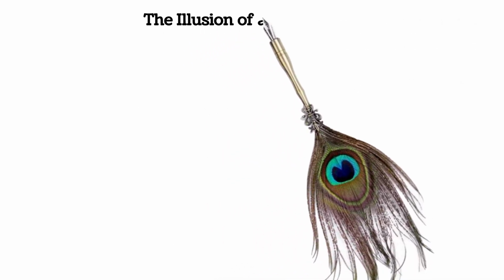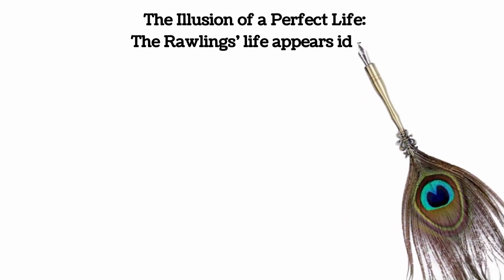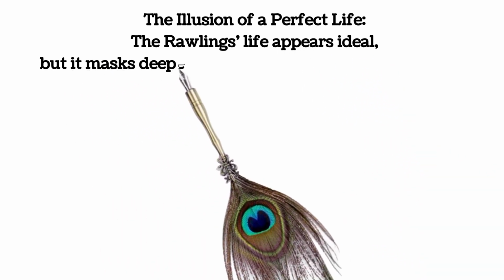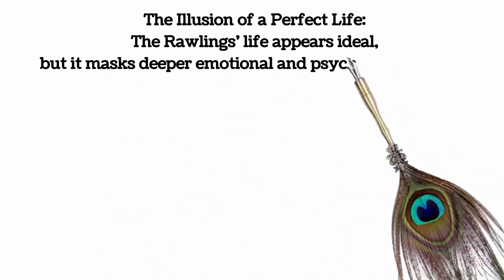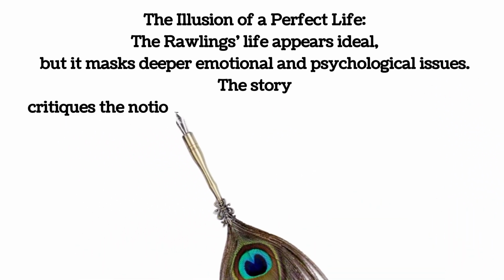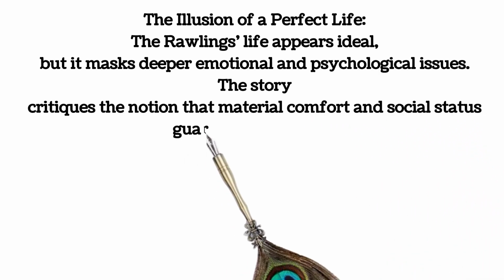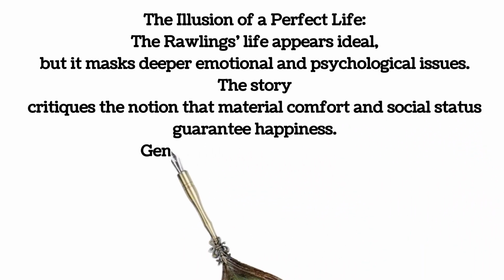The illusion of a perfect life. The Rawlings' life appears ideal, but it masks deeper emotional and psychological issues. The story critiques the notion that material comfort and social status guarantee happiness.